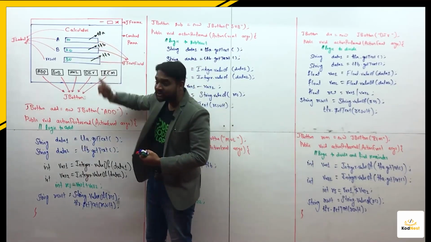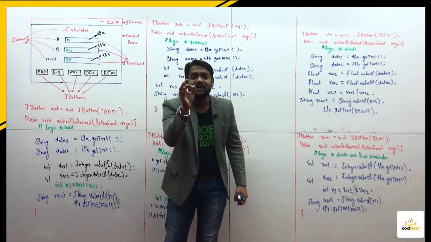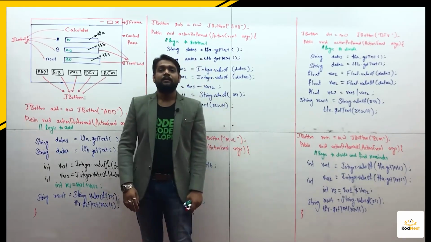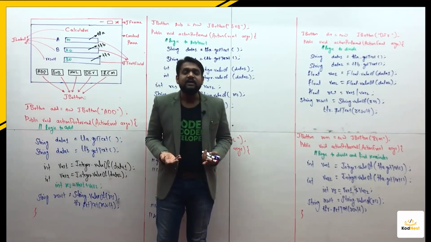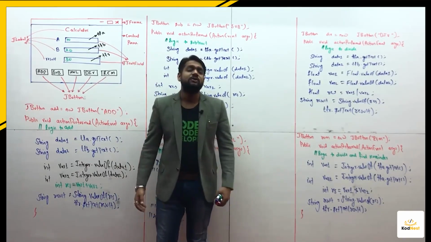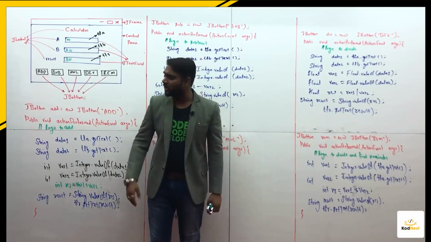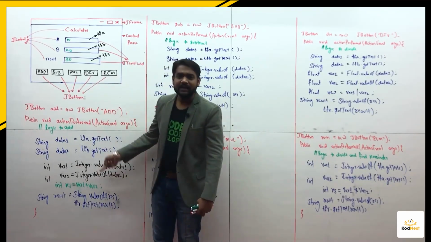Whatever you would get from the text fields, it would compulsorily be in the string format. That you cannot do anything, I cannot do anything. If it is the string format, how can I actually add? So I am converting it to integer, then adding it.